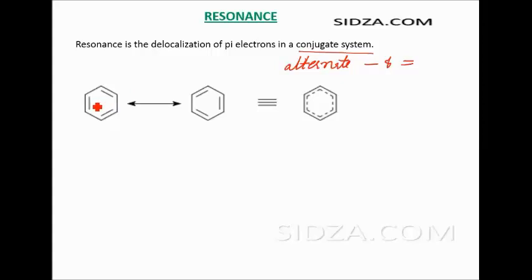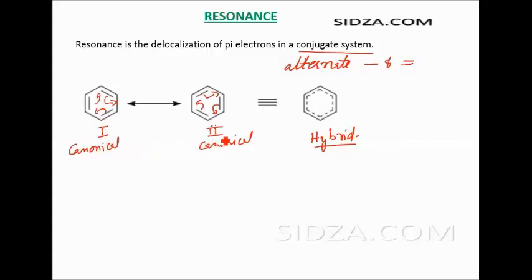So the pi electrons can delocalize here. These pi electrons shift here. These pi electrons shift here. These pi electrons shift here. And the first structure now changes to the second structure. This is canonical structure 1, and this is canonical structure 2. The second canonical structure changes back to the first one by further delocalization. And the actual structure is represented by the hybrid structure.